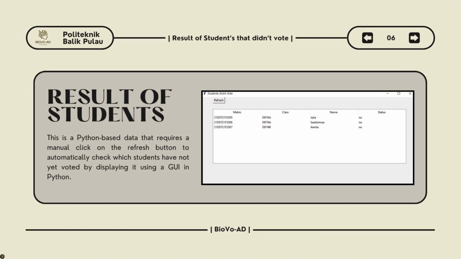So this is another Python file, the result of the students who didn't vote. This is Python-based data that also requires a manual click on the refresh button to check which students have not yet voted, displayed using a GUI in Python. This makes it much easier for the lecturer to know which students haven't voted. It will list their student matric number, their class, their name, and their status, which shows they haven't voted yet. It is shown in the table below.